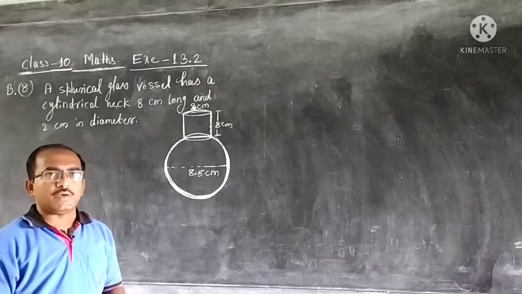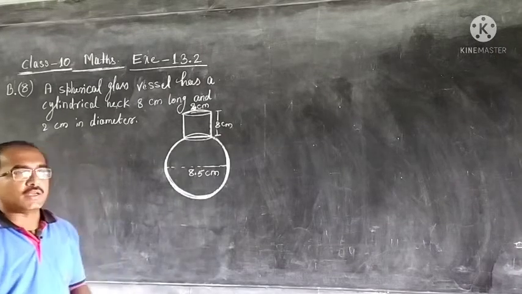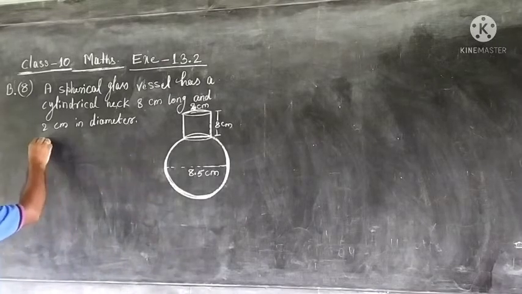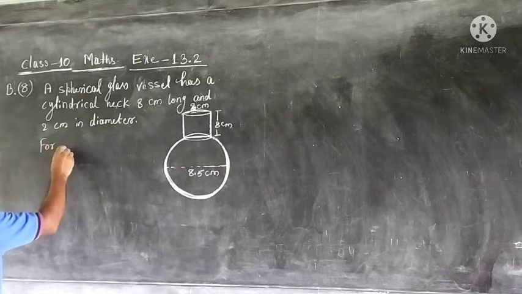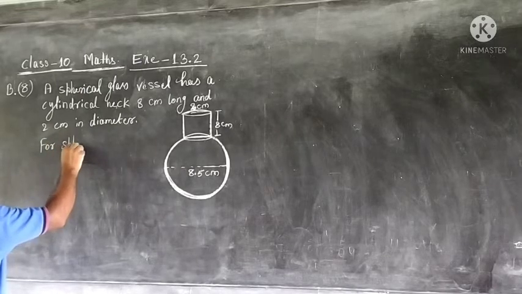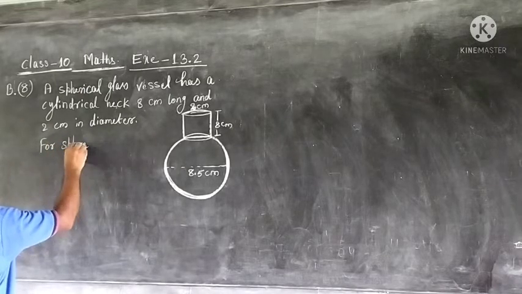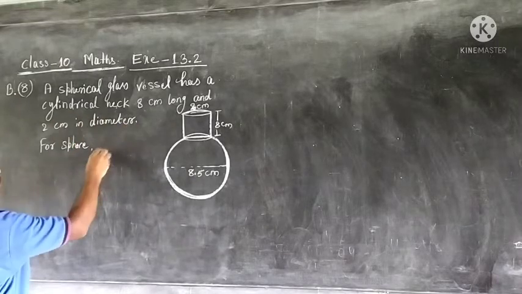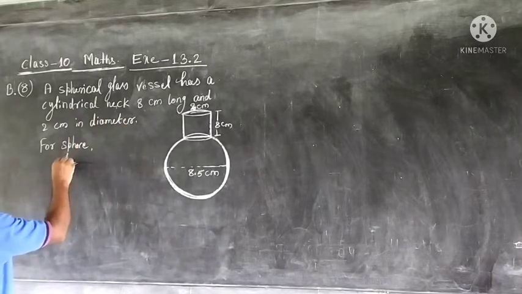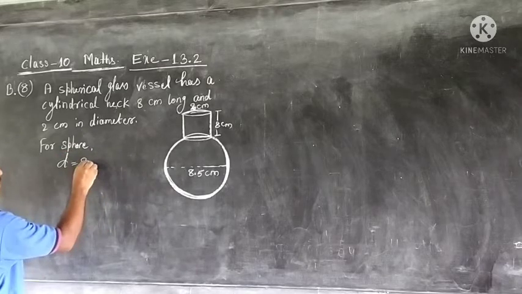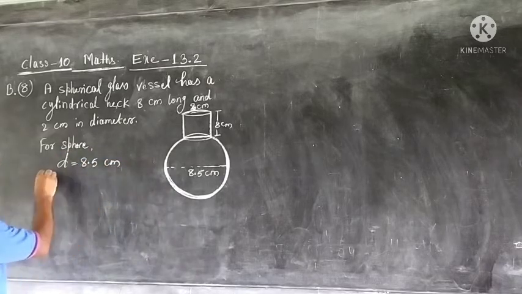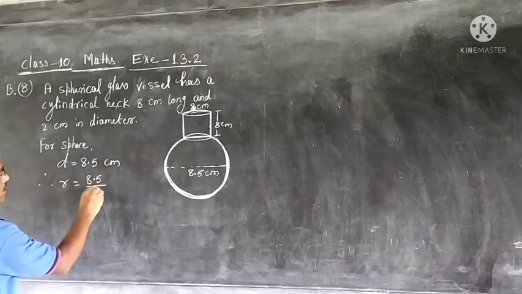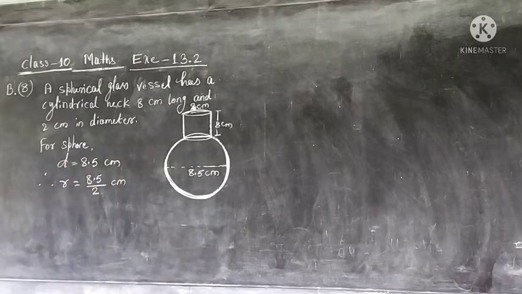Otherwise, if a different volume comes, the child is incorrect. So, let us start. We have shown here the spherical portion and the cylindrical portion. For a sphere, what is the diameter? For the spherical portion, the diameter is 8.5 centimeter, therefore the radius will be 8.5 by 2, that is half.